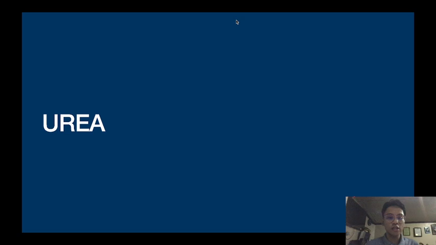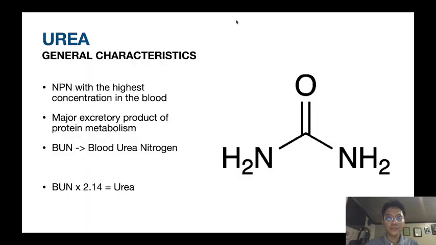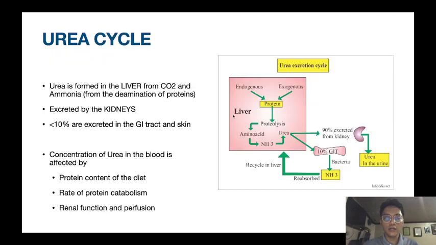First, let's start with urea. Urea is the NPN with the highest concentration in the blood. It is the major NPN in the body, and it is the major excretory product of protein metabolism. So when the proteins in the body are metabolized, or broken down, they will become urea.